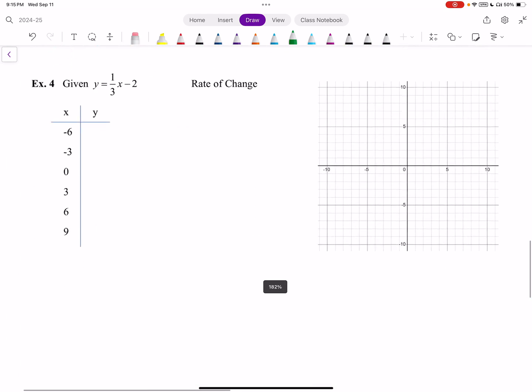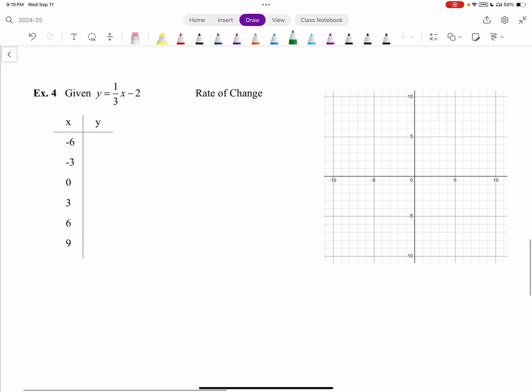One more time, pause the video and play when you're ready. Go for it.